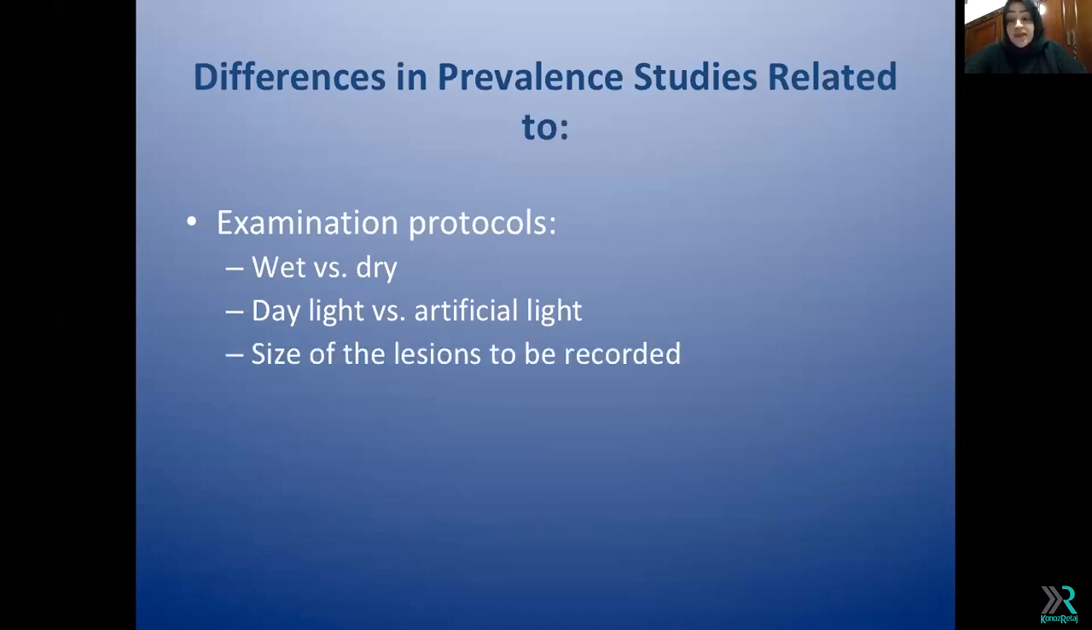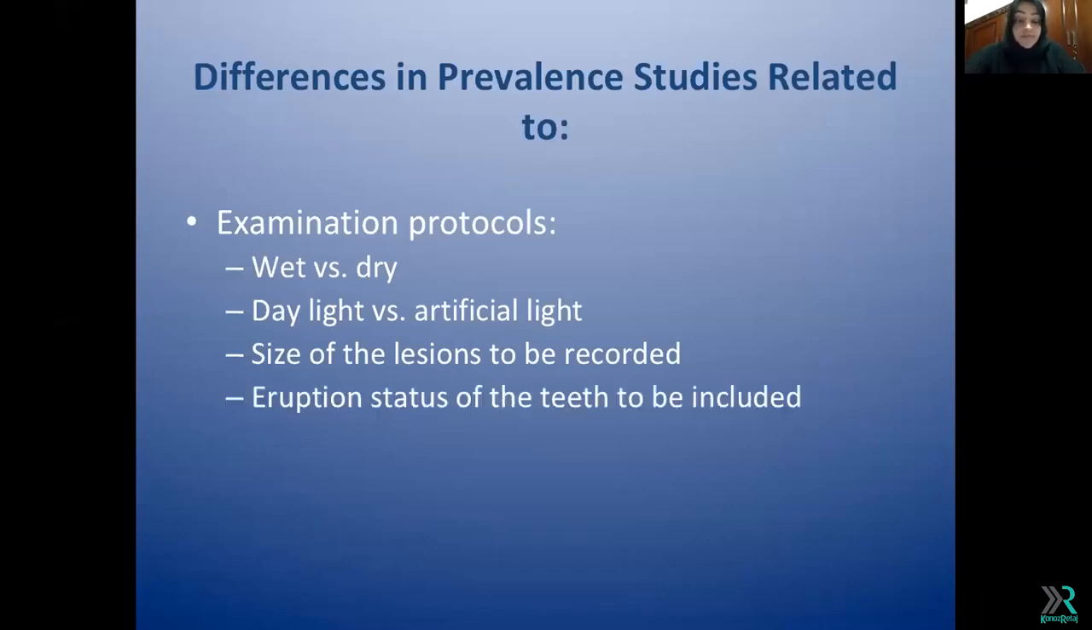Even the size of the lesion to be recorded is variant. Some of the studies included only lesions of 2 millimeters in diameter in size. Others did not specify the size of the lesion, but the European Academy of Pediatric Dentistry recommends only inclusion of the lesions of 1 millimeter in diameter to be included.